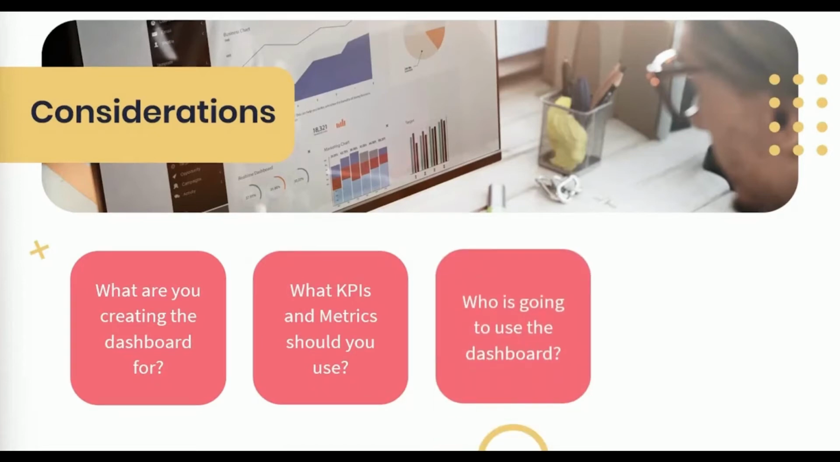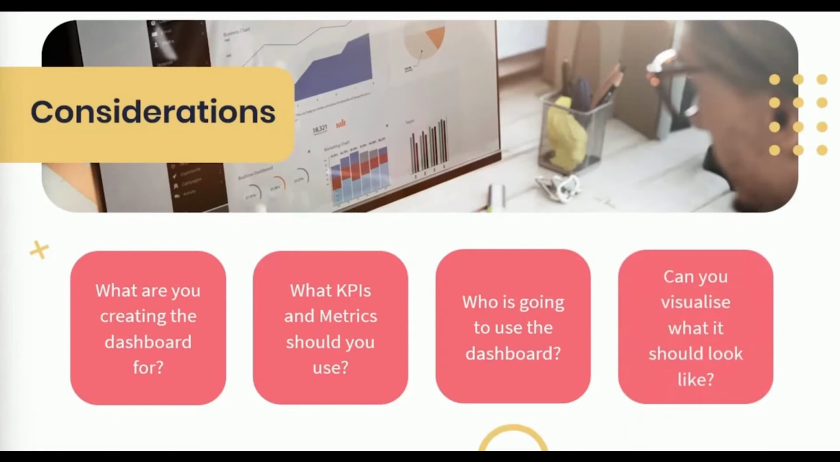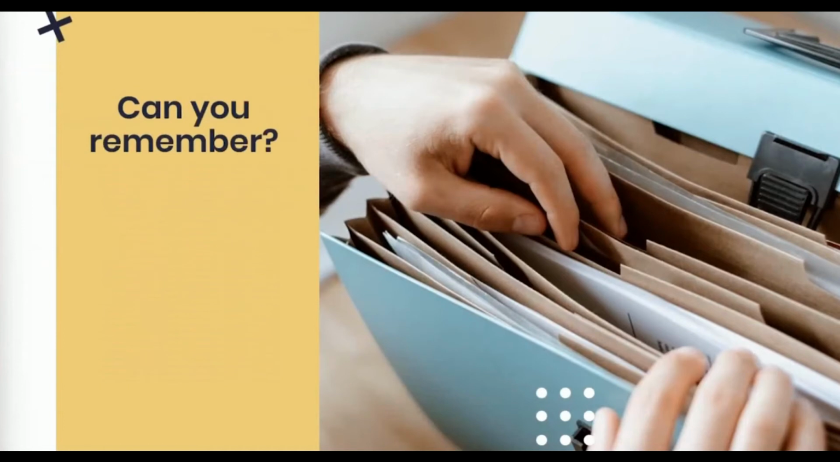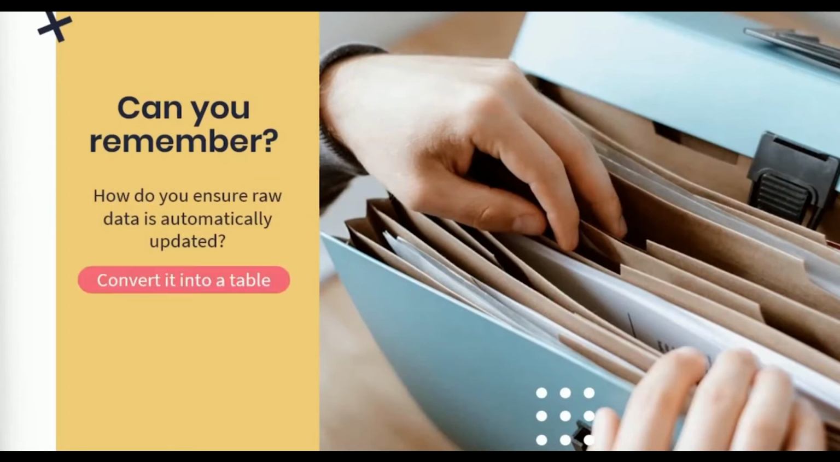Thirdly, who is this dashboard for? The data needs to be tailored and structured so that the person using it can easily use it and understands every aspect. And lastly, you need to visualize an outline. So create a skeleton map identifying the KPI charts or visuals which you'd like to have on your dashboard. Now, we said it automatically updates. So can you remember? How can we ensure that our raw data is automatically updated? We could simply do this by converting it into a table, ensuring that our data automatically updates or refreshes.